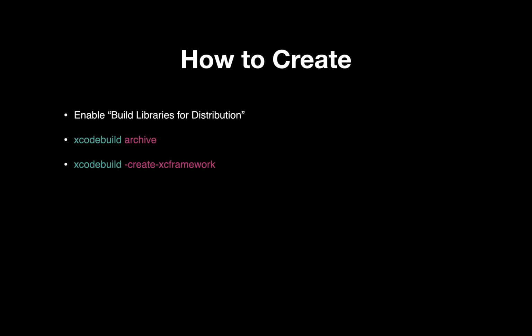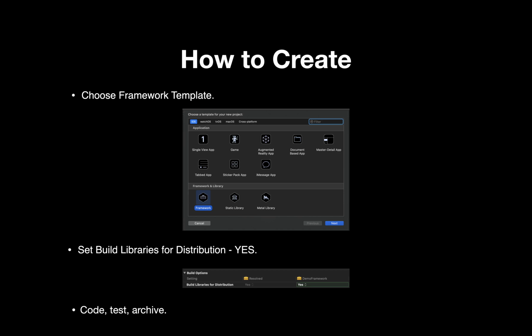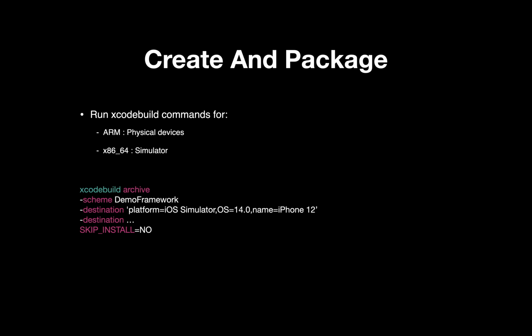Okay, so you will have to choose a template wherein you can go to frameworks and libraries section and select framework for creating a framework. In the build option, select build libraries for distribution. Just write your public methods, test it, archive it, and ship it.